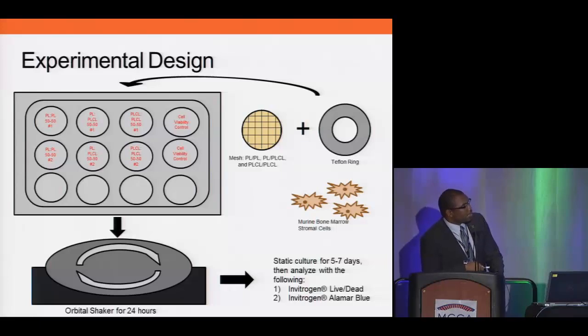Then we seeded murine bone marrow stromal cells onto each mesh, and we cultured them on an orbital shaker for 24 hours just to make sure that there was even dispersion of the cells and they weren't just concentrated in the area that they were pipetted onto the mesh. After that, they were held in static culture for 5 to 7 days with the culture medium being changed every 2 days. To analyze this data, we used a live/dead assay to check cell viability, and also an Alamar Blue assay to look at cell metabolic activity and also cell viability.